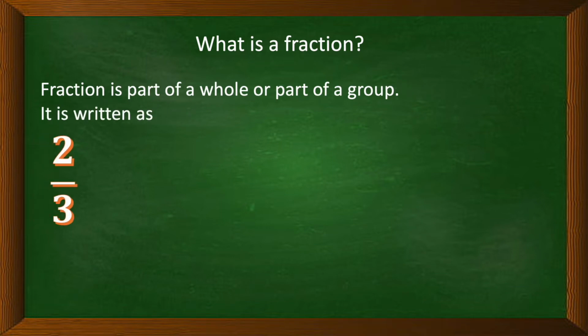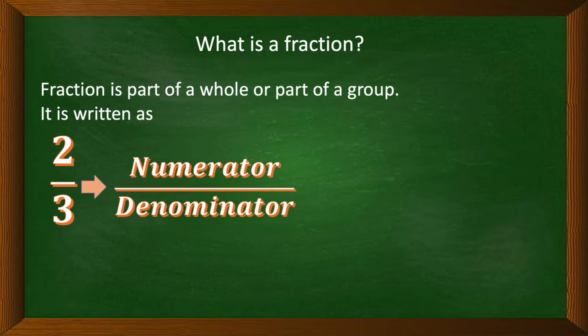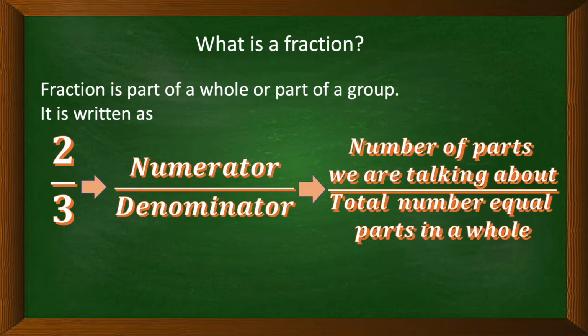It is written as 2/3, or we call it 2/3. So 2 is the numerator and 3 is the denominator. And the numerator and the denominator are separated by a division line. And what does the denominator represent? It represents the total number of equal parts in a whole. In this example, the whole is divided into 3 equal parts. And what does the numerator represent? The numerator represents the number of parts we are talking about, or the number of parts in the context.